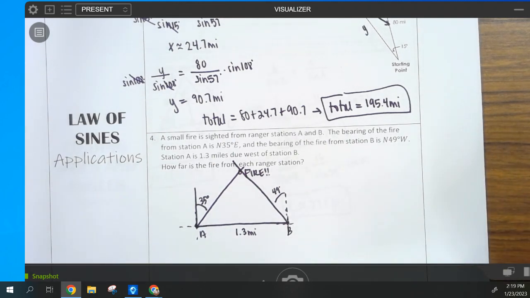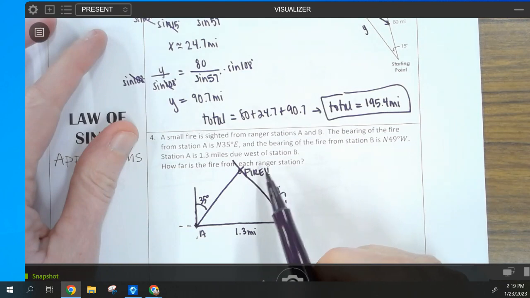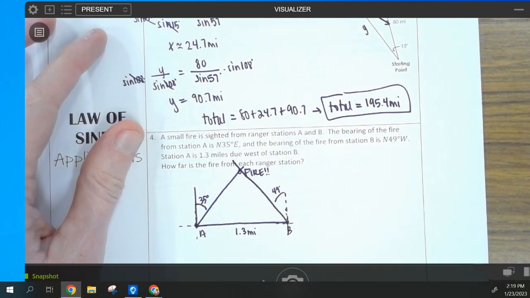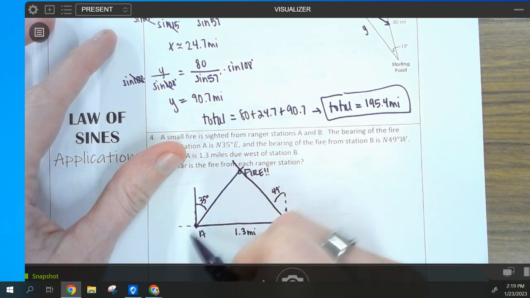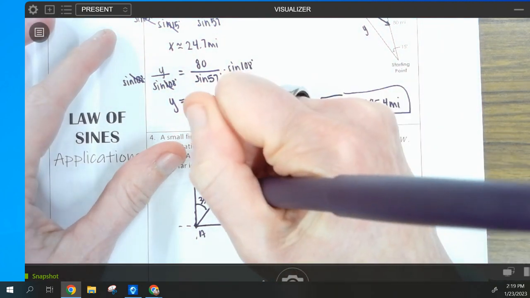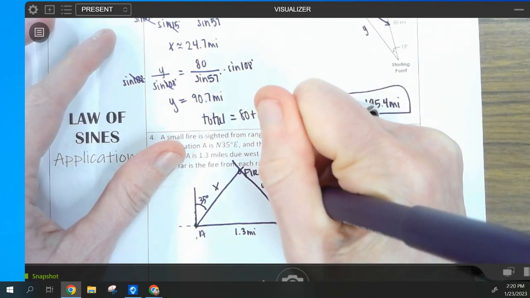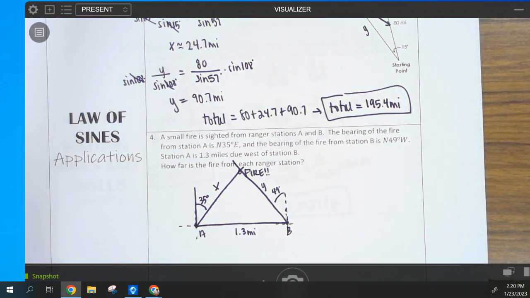So what I'm going to do is figure out how far the fire is from each ranger station. So I want to find the distance from station A to the fire, and I want to find the distance from station B to the fire. So I'm going to label those X and Y.